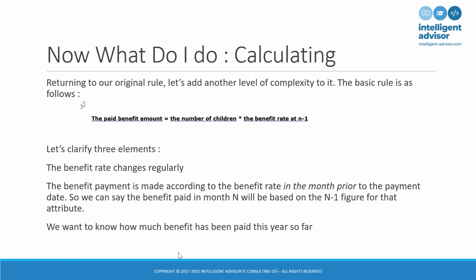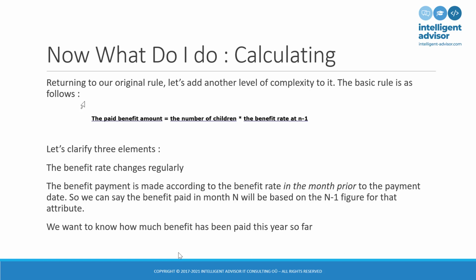We need to clarify a couple of things. One, the benefit rate changes regularly. So the benefit rate changes once a month or once a year or once a quarter. And the benefit payment, so the result of this calculation, is made according to the benefit rate the month prior to the payment date. So if you get paid in November, the benefit rate that will be used is actually the rate that was set in October. So your benefit paid is based on the n minus 1 benefit rate.